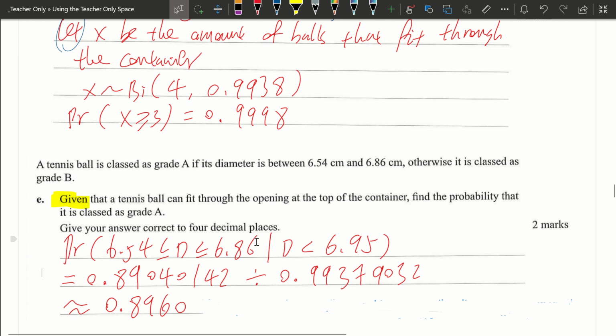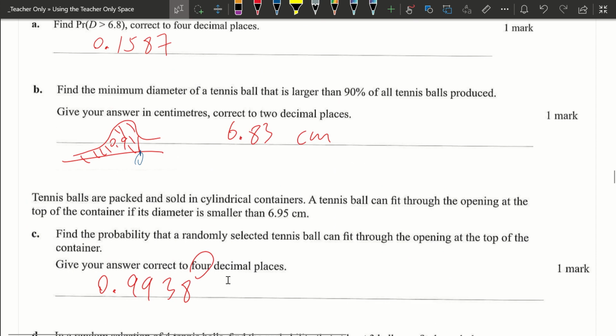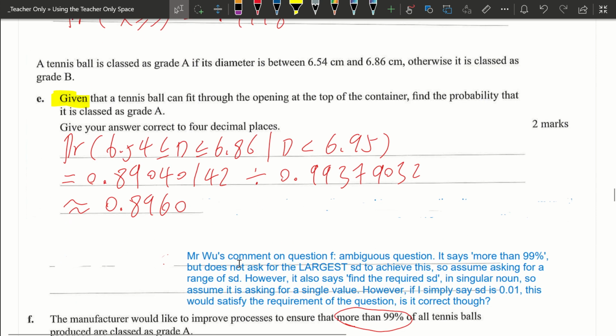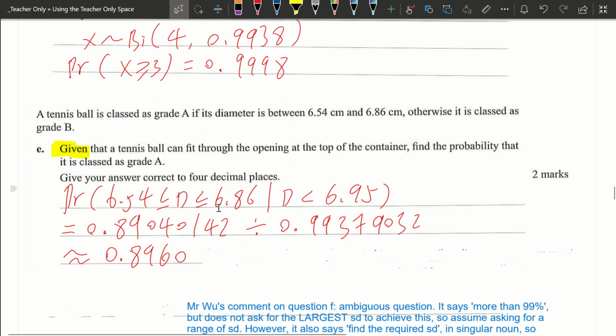Because this range is smaller than D less than 6.95, the intersection between this interval and the right interval is just the left interval. The intersection between the two intervals is just the left interval because it's a smaller interval. And we have that probability already, I think. Do we have that? Oh, no, we don't.